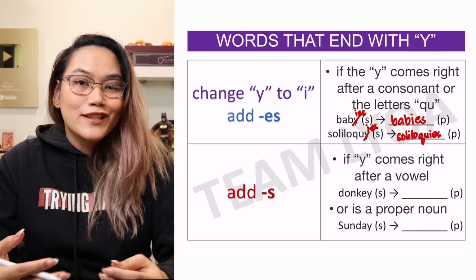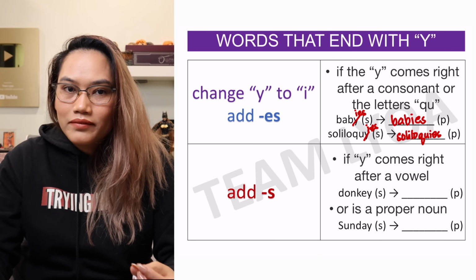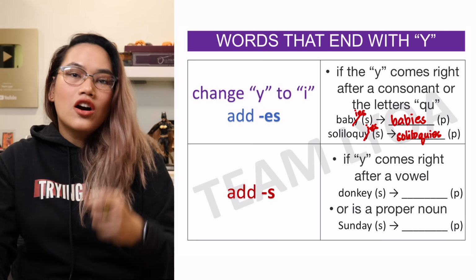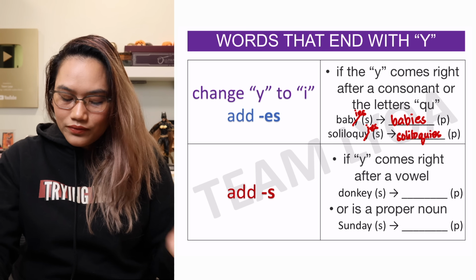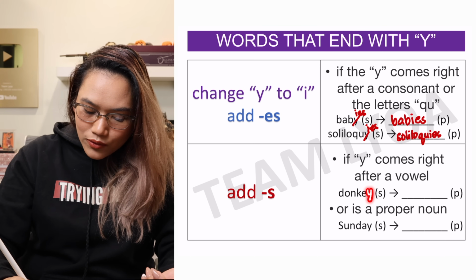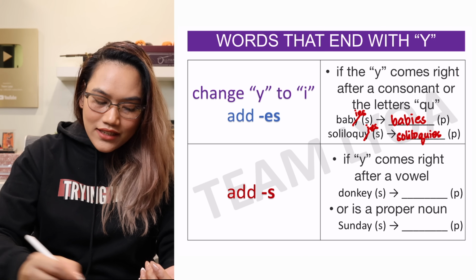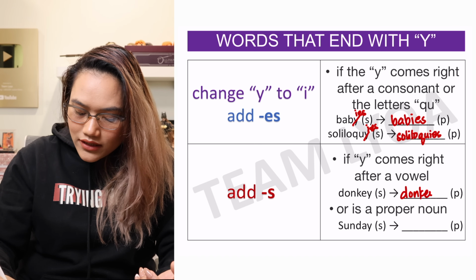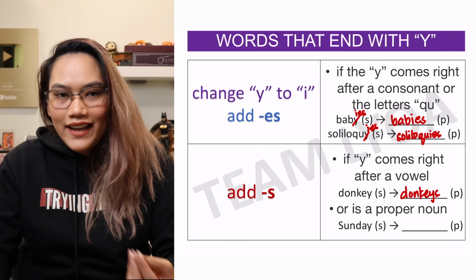So again, Y is a special case. You don't just add S right away. You need to think about it. Now, there are cases that you just add an S, and that is when the Y comes right after a vowel. Again, A, E, I, O, U. Like the word donkey. The Y follows an E, which is a vowel. So, we just put an S right after it. Ang plural niya ay donkeys.